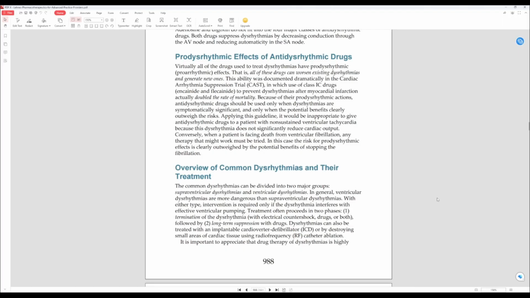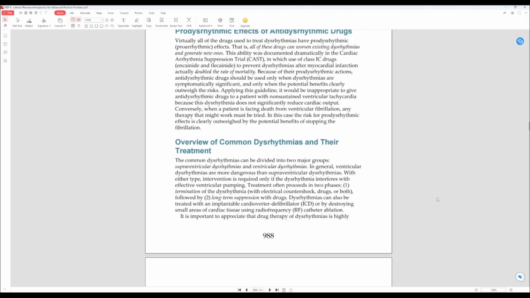Because of their pro-dysrhythmic actions, antidysrhythmic drugs should be used only when dysrhythmias are symptomatically significant, and only when the potential benefits clearly outweigh the risk. Applying this guideline, it would be inappropriate to give antidysrhythmic drugs to a patient with non-sustained ventricular tachycardia, because this dysrhythmia does not significantly reduce cardiac output. Conversely, if a patient is facing death from ventricular fibrillation, any therapy that might work must be tried. In this case, the risk of pro-dysrhythmic effects is clearly outweighed by the potential benefits of stopping the fibrillation.